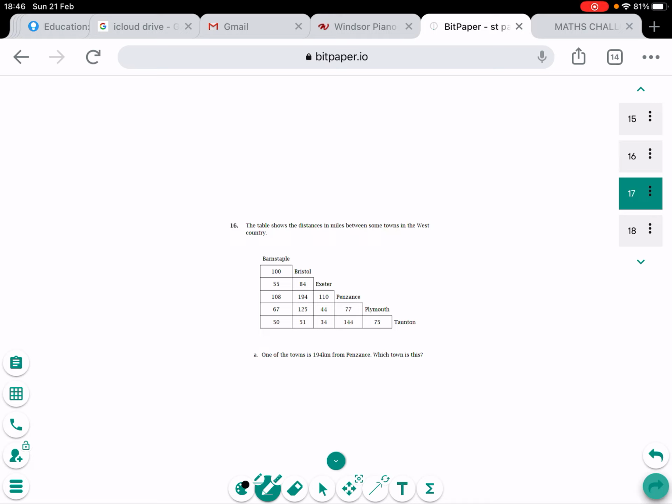the graph. So what this graph basically means is that, for example, Plymouth is 75 miles away from Taunton. Penzance is 77 miles away from Plymouth, and Penzance is 144 miles away from Taunton. So we can know that Bristol and Penzance is 194. So which town is this? So Bristol. Yep, that's what we do.